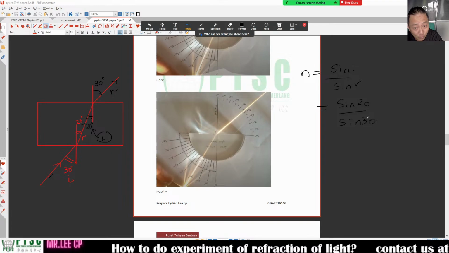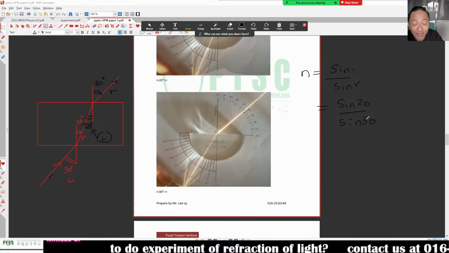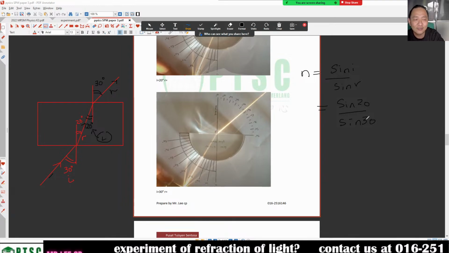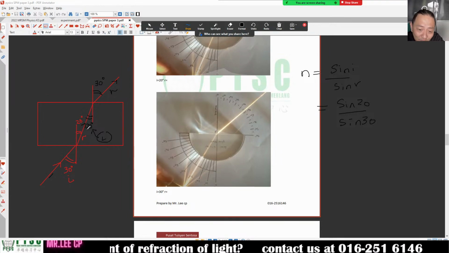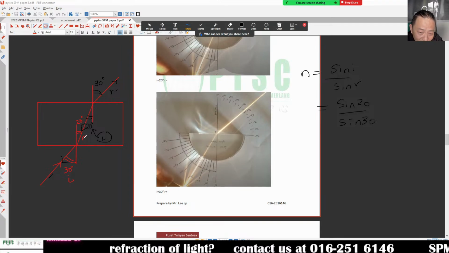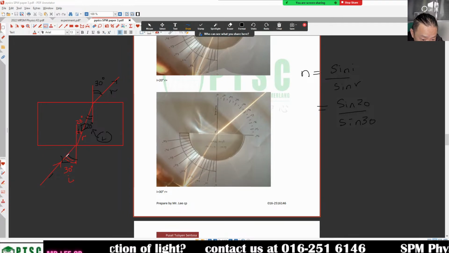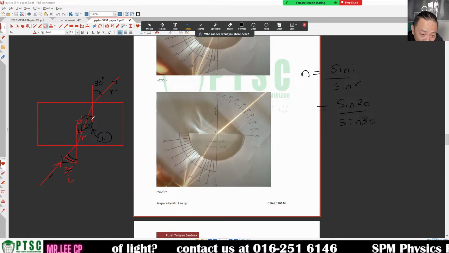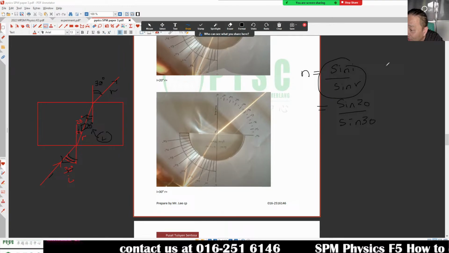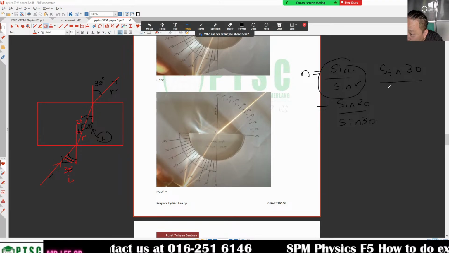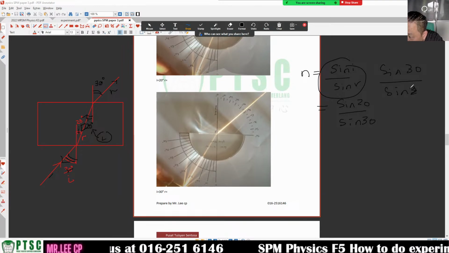You get what I told you? This one I explained many times. I and R, it is the same thing, right? The light can go in this way, which means the light can go in this way. This is I, then this is R. How to find the n? Always use big number over small number. That's all.